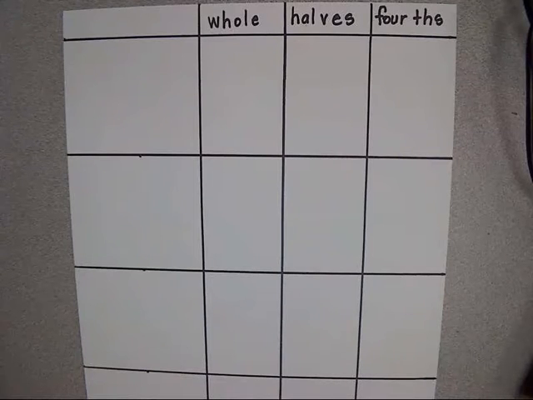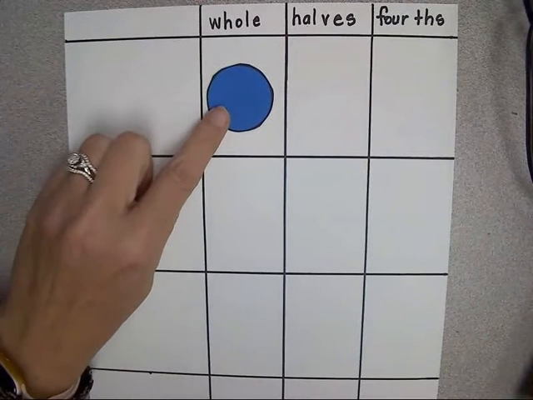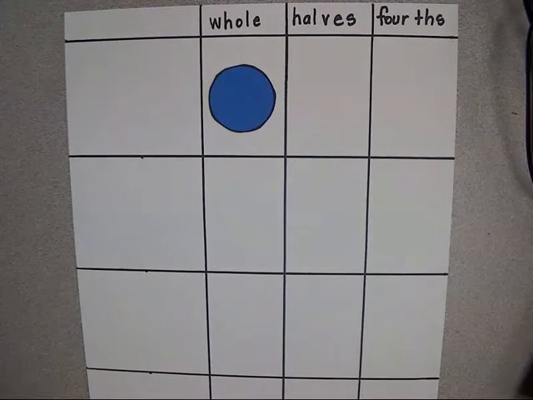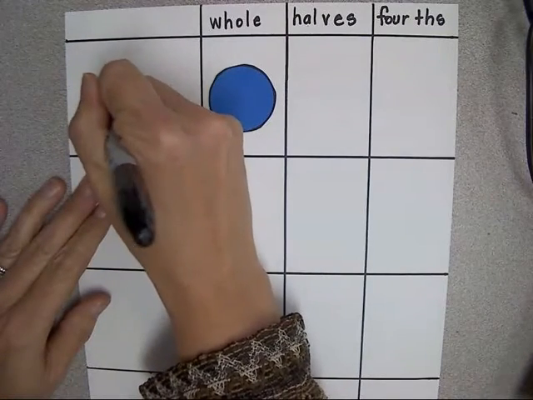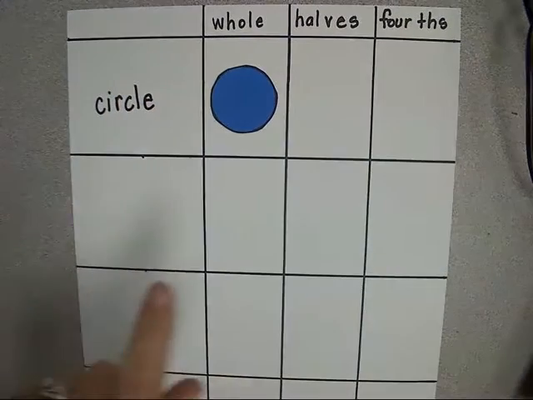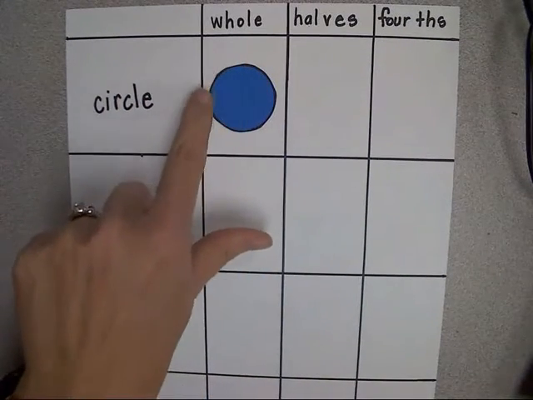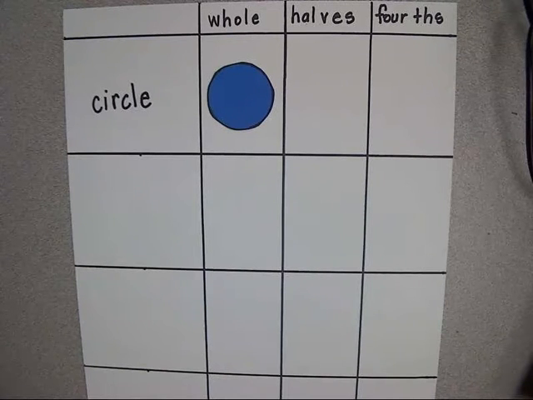Hi, boys and girls. Today we're going to look at some shapes and we are going to create a grid. So this is our first shape. This is a whole shape. Can you tell me what shape this is? That's right, it is a circle. So we're going to write circle here. And we know it's a circle because it has that curved line. It's a nice 2D shape.